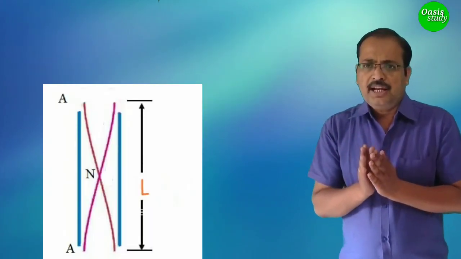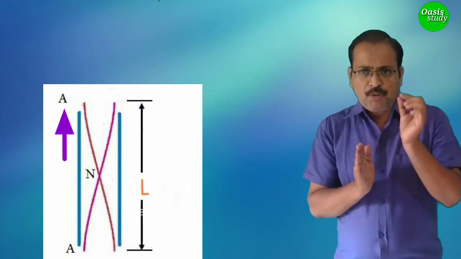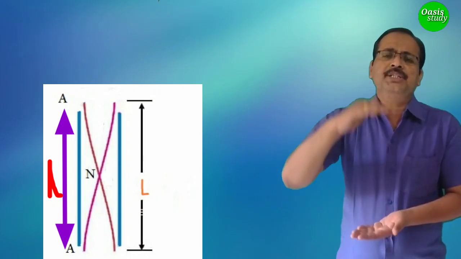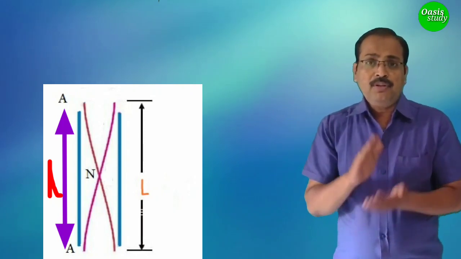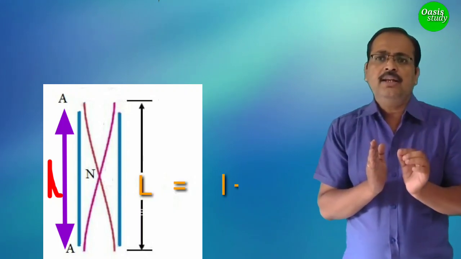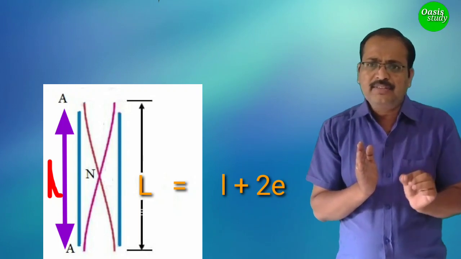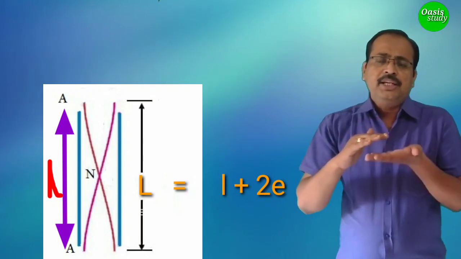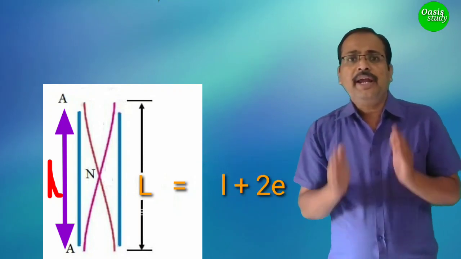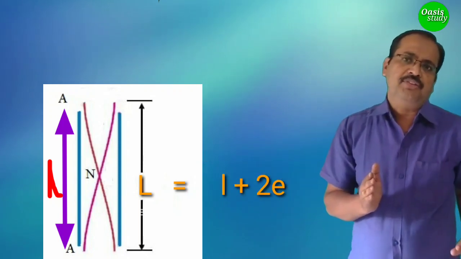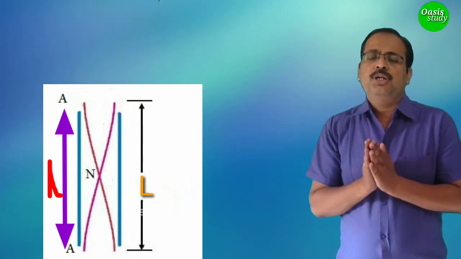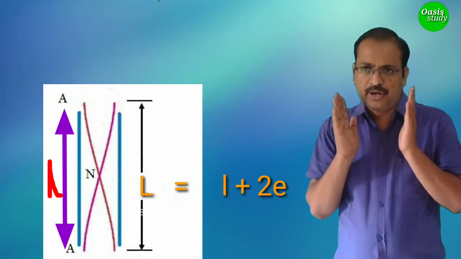Consider a pipe of length small l. Antinode is formed at both ends, just above the opening. Therefore, the length of air column, capital L, is equal to small l plus twice c. Why is it twice c? Because an antinode is formed just above both openings, so end correction is applied at both ends. Therefore, capital L is equal to small l plus twice c.